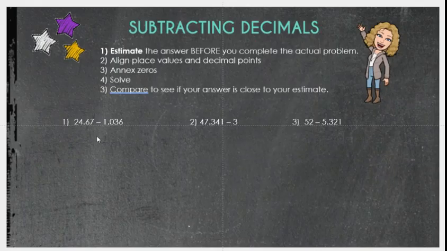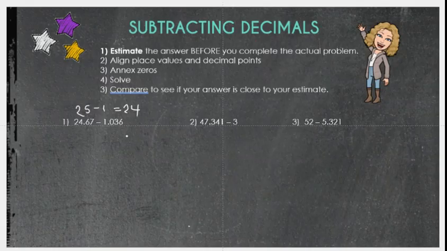But subtraction can be a little trickier than addition, so we do need to look at a few other items just to make sure we've really got the concept. Okay, so we're going to estimate. 24.67 is about 25, and we're only subtracting 1 point something, 1 and 36 thousandths. So 25 minus 1 is 24.